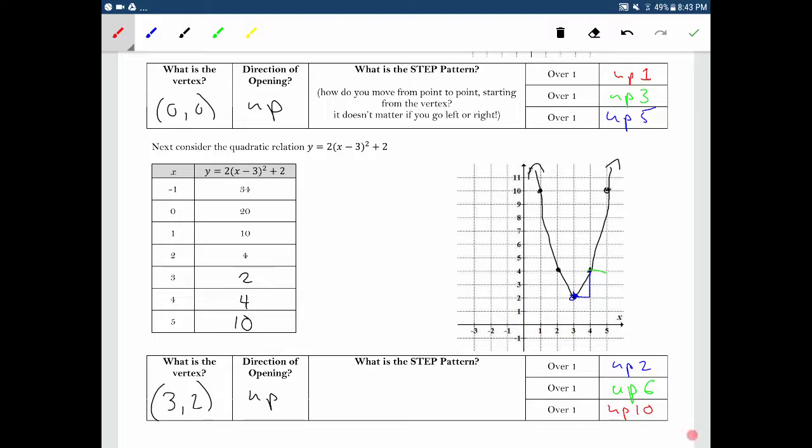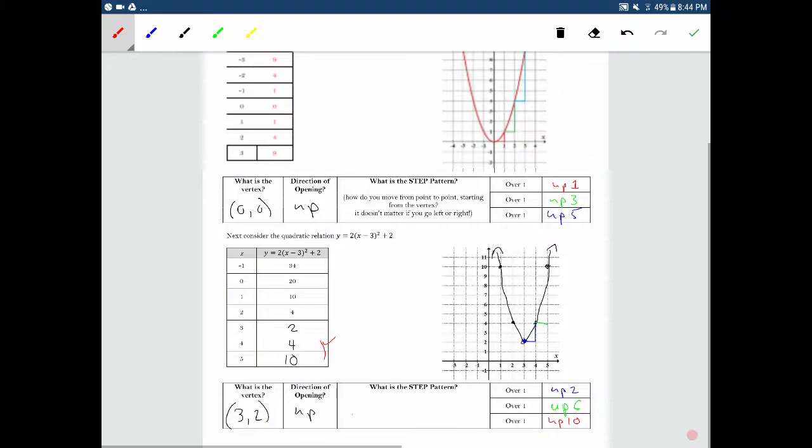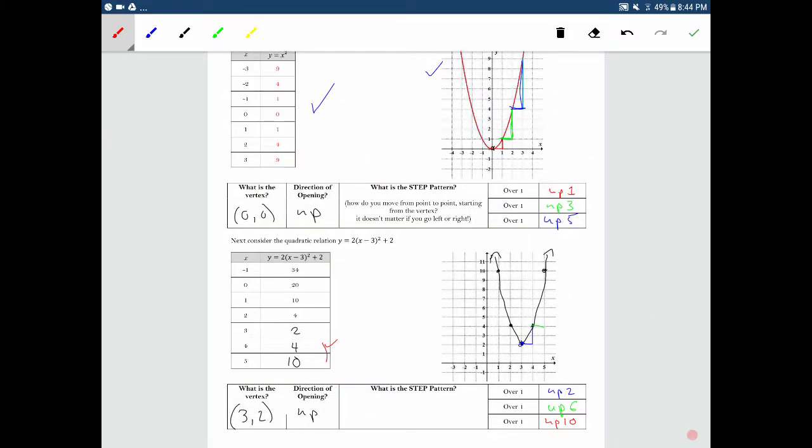So let's see, what was that? That was at (4, 4). So we were right here, right there. And we went up 6. Well, that was all that fit. So whatever. Anyway, that's what the step pattern is in this case. It's 2, 6, 10. Okay?